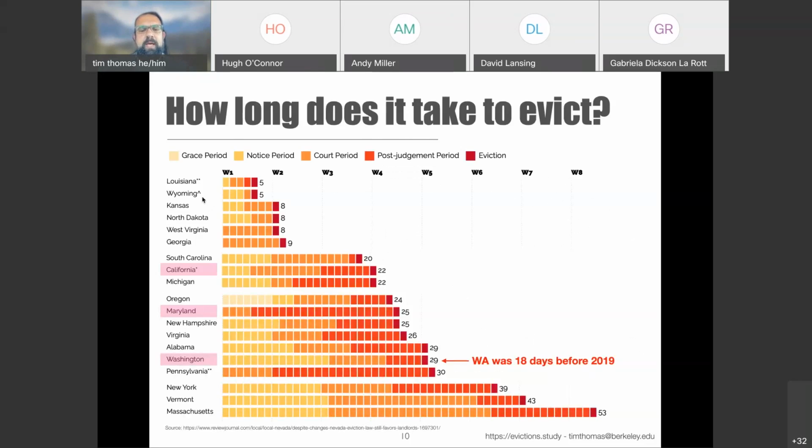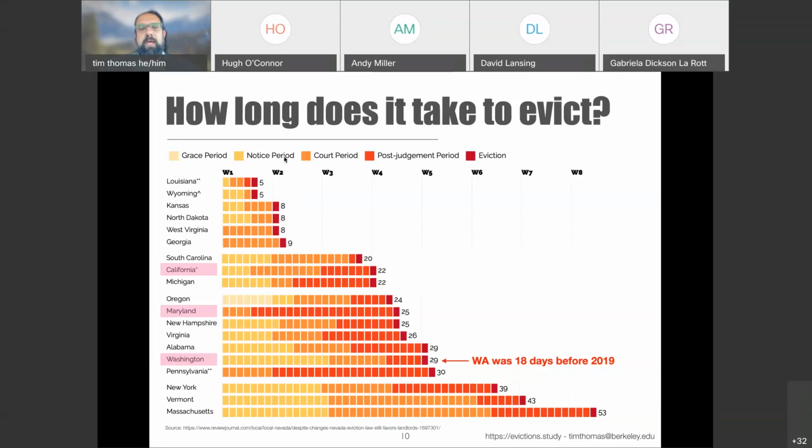This is a very good news article from the Review Journal in Las Vegas. They're one of the only groups that I know of that's actually collected information on the time it takes from notice to physical removal. And as you can see, there's a lot of variation. I selected a few states within this area. Louisiana, Wyoming through Georgia have some of the quickest evictions, from 5 to 9 days. And there are three points of information that are important within an eviction.